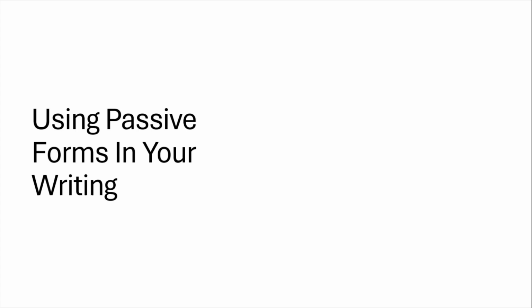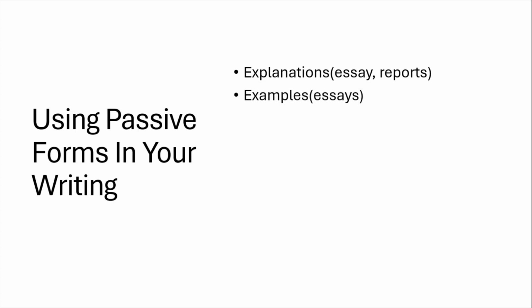So how can we use passives in our writing? Well, the main places you could probably think about using passives is something like an essay or a report, where you can give explanations about things, and the passive might be a very good way to explain what happened without thinking about the person who did it. We could also use the passive to talk about examples, and the essay would also be a good place to do this. We don't always need to use the passive, and it's important for you to decide when you think might be a good time to use it.